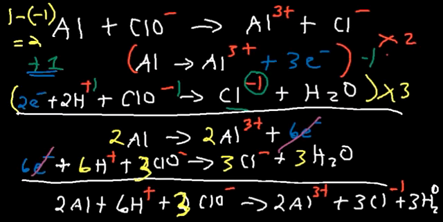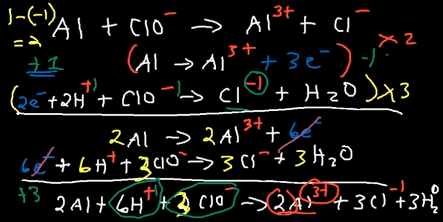We have 3 chlorine atoms, 2 aluminum atoms on both sides, 6 hydrogen atoms, 3 oxygen atoms. And let's make sure the total charge adds up. So 6 times 1 is 6 plus negative 3. That's a total charge of plus 3 on the left side. On the right side, 2 times 3 is 6, and we have 3 times negative 1, which is negative 3. 6 plus negative 3 is 3. So the left side and the right side have the same total charge.